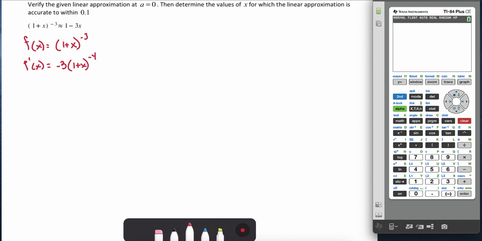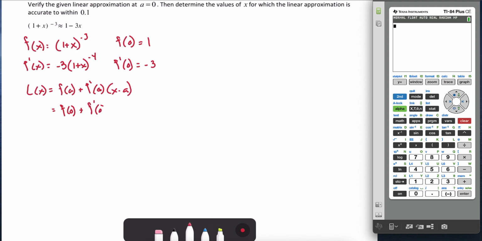Up next, we can evaluate f at 0. F of 0 is 1, and we can evaluate f prime at 0. F prime at 0 is negative 3. Using those, we can plug them into the equation for the linearization, which again is f of a plus f prime of a times x minus a. Now plugging in 0, we get f of 0 plus f prime of 0 times x minus 0.